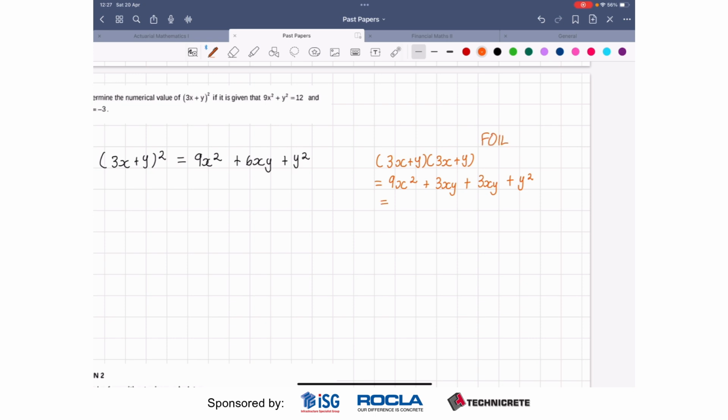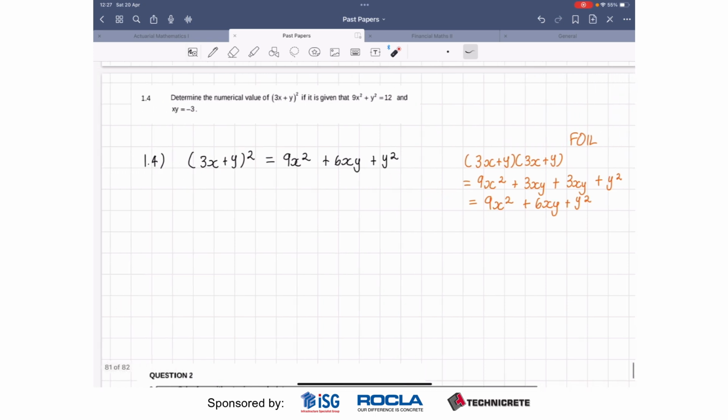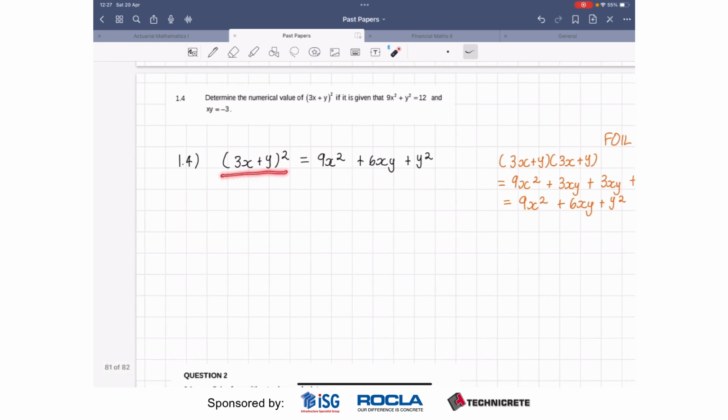And then I group my like terms. So I got 9x squared, and I've got 3xy and 3xy, so it's 6xy, and then y squared. So you can see that you get the exact same answer here, whichever way you do it. Okay, so now I've got this fully expanded, which is equal to that.